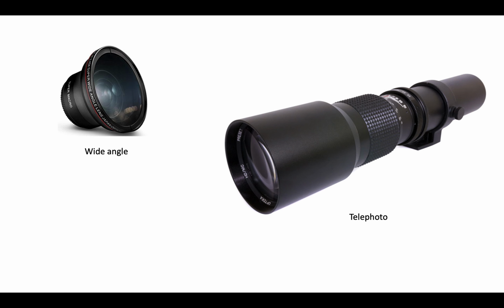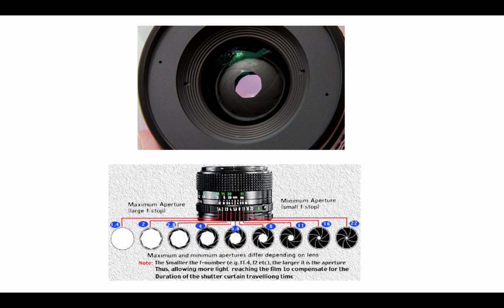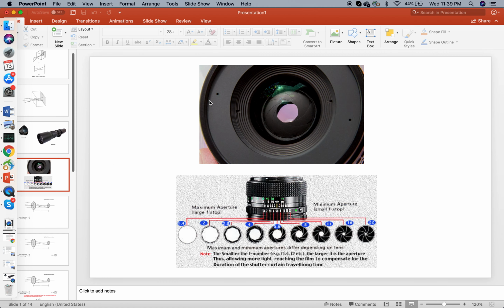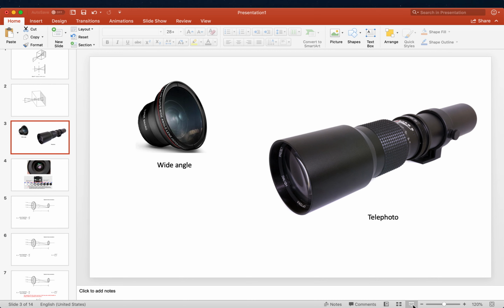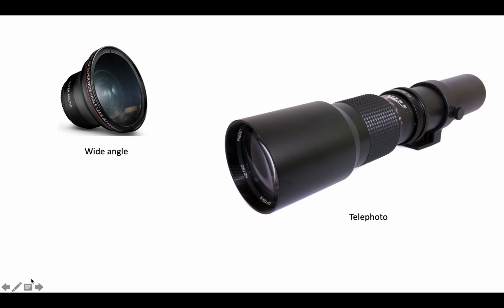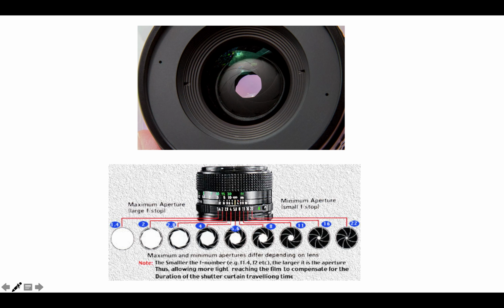A wide-angle lens has a short focal length, and you can use that to capture objects that are close, and a telephoto lens has a much longer focal length for distant objects, right? So we talked about the lens, but we really didn't talk about this thing behind the lens that is very, very important. It's an aperture, right?